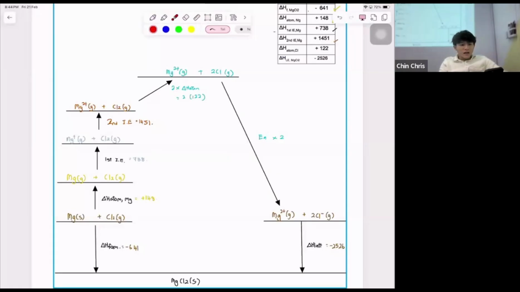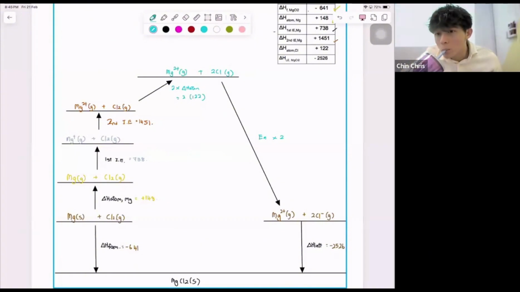Here, do we have to write electrons in the Hess cycle? No, it's okay. You don't need to. How much is it? Negative 348. Well done.